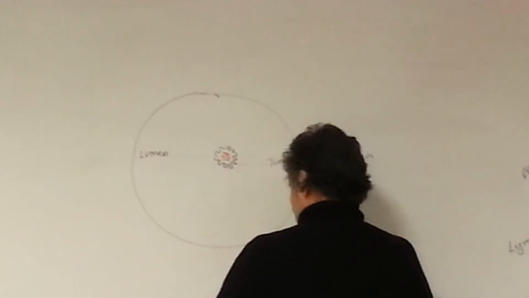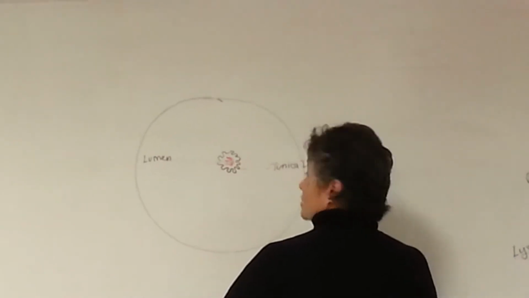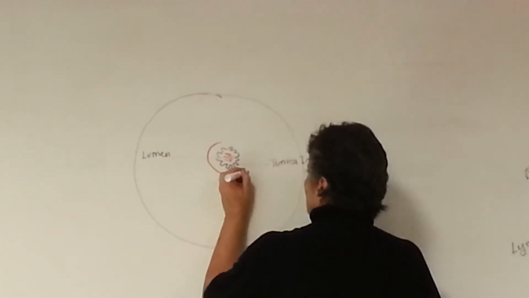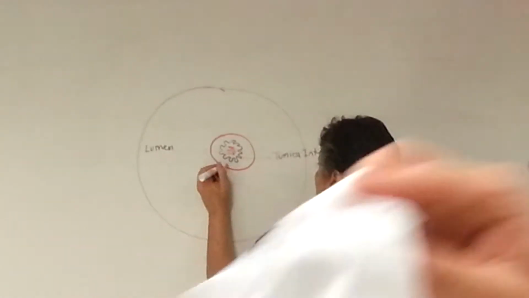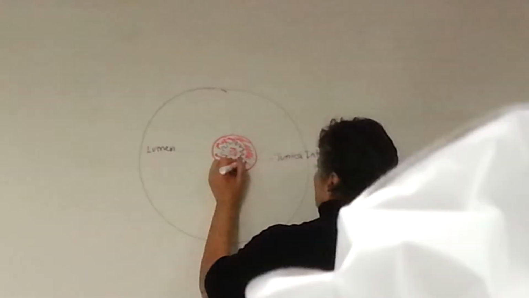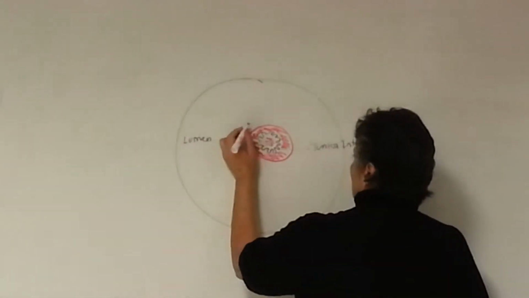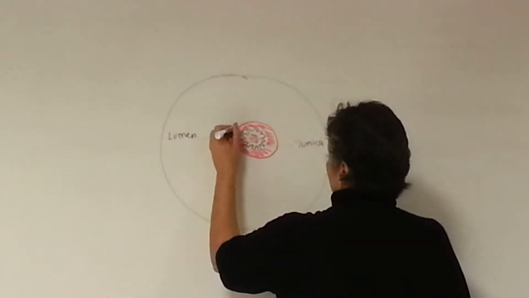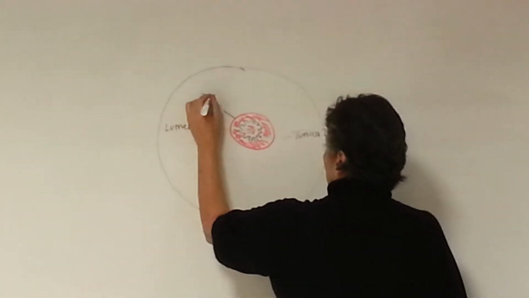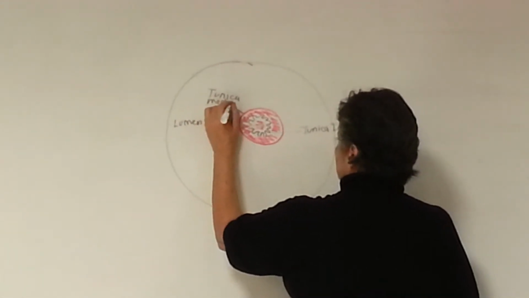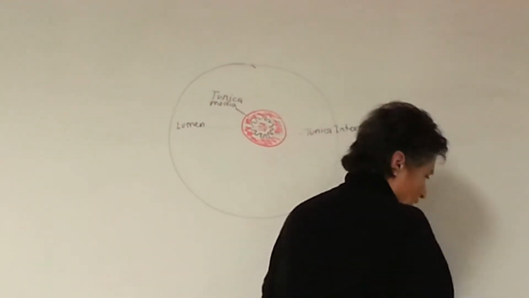So what is the next layer? The what? Yeah, and it's huge, right? Compared to the other ones. And you'll see something like this. And that, of course, is the tunica media. It's a smooth muscle.